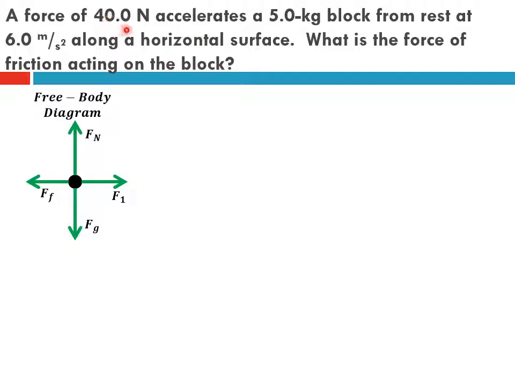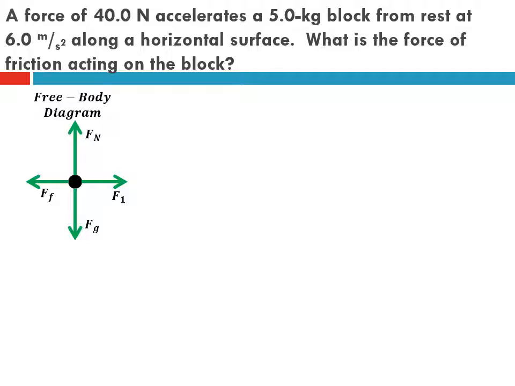Well, we have this 40 Newton force that is pushing the object forward, so that's our force 1. We also have a force of friction that's acting on it, so that's identified here. It has a mass, and we know that it's going to have weight, so that weight is identified here as the force of gravity. And then since it's on a horizontal surface, that horizontal surface applies a normal force upward. So we know that those are all the forces that are acting.